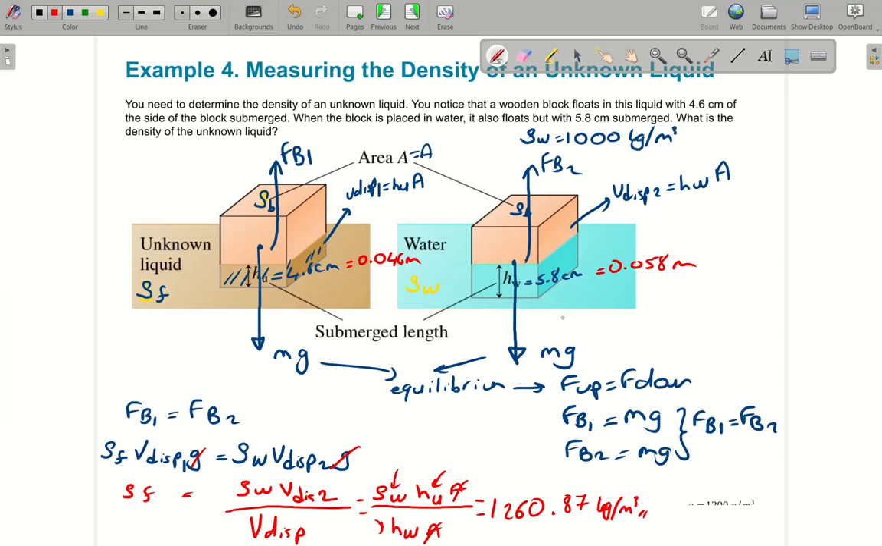Larger than water. That's what I was expecting, because before the block gets into equilibrium, before FB equals mg, it's pushed up more, so less volume sinks. That means that the liquid is thicker and it's able to push the block up further until it gets into equilibrium.